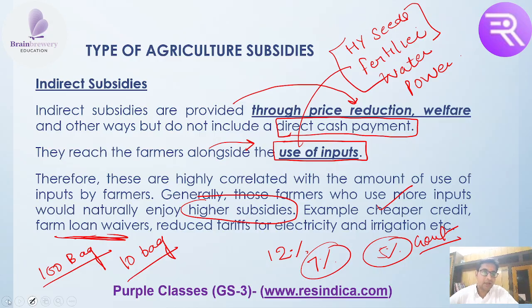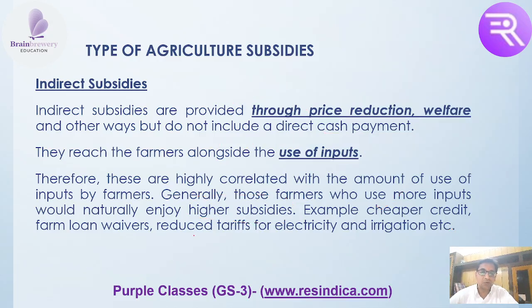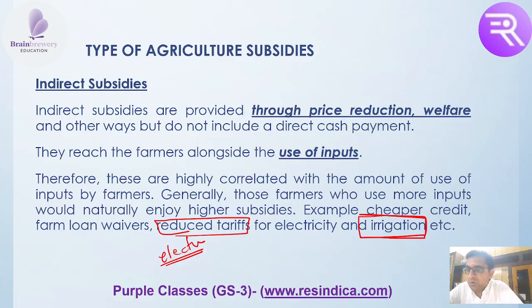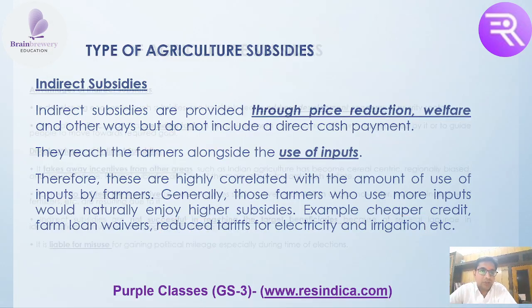Okay, even then there are other things like reducing the electricity tariff, reducing the price of irrigation. Okay, so all these are indirect subsidies, which you get with the inputs when you are utilizing them. I hope everybody got this concept, right?